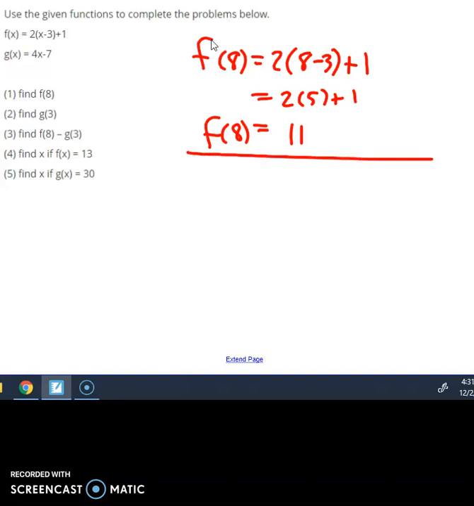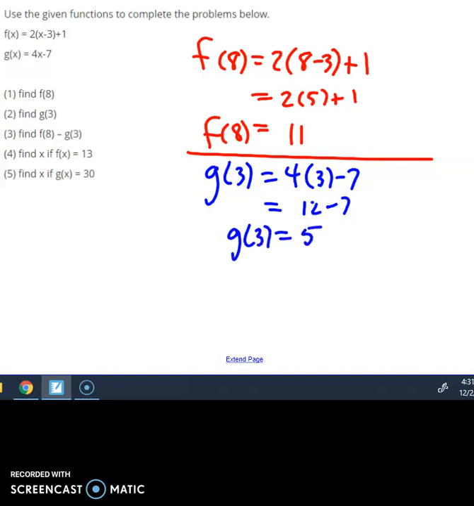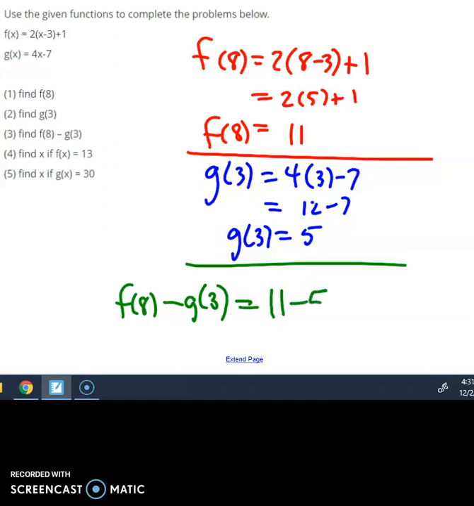In the second problem, g of 3 is equal to 4 times 3 minus 7. So that's going to be 12 minus 7. So g of 3 has a final answer of 5. In problem 3, let's say take the two answers, the f of 8 answer and the g of 3 answer, and subtract them. So it'll be 11 minus 5. So that answer would be 6.